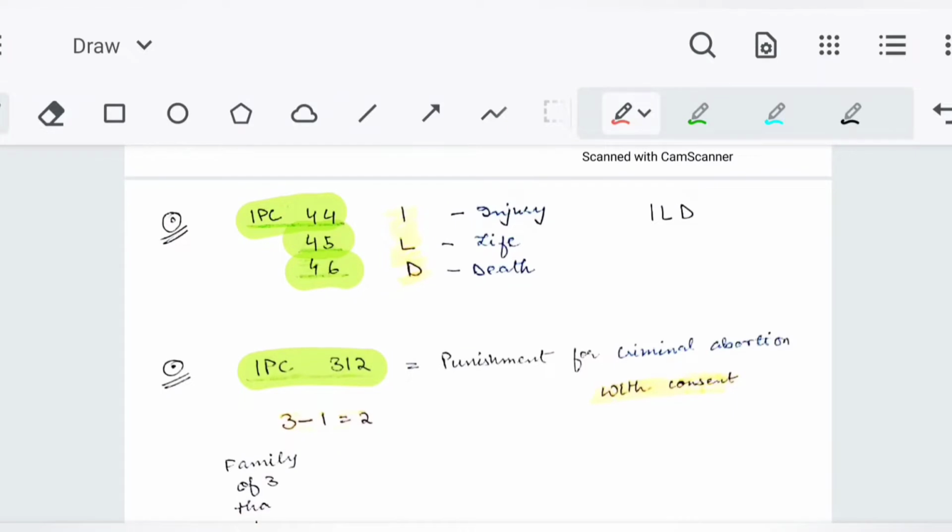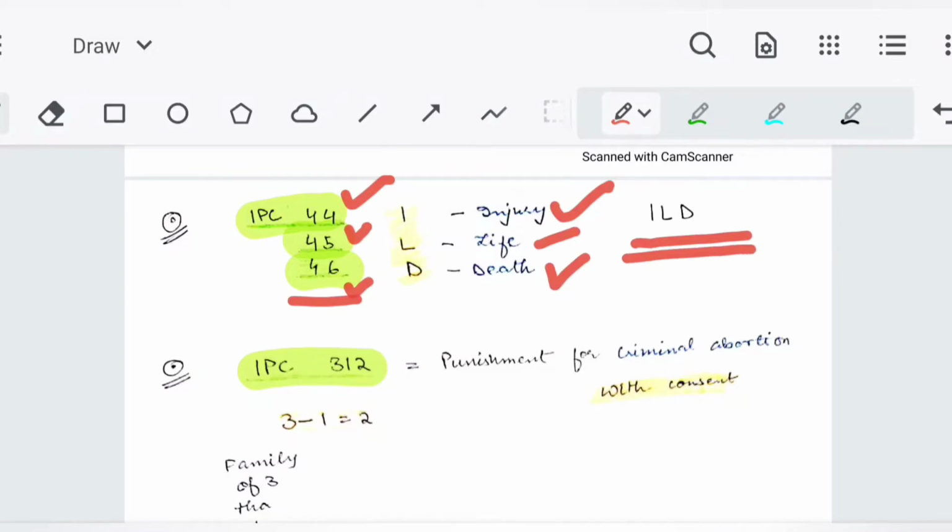First, coming to IPC 44, 45 and 46. IPC 44 deals with injury, IPC 45 deals with life, and IPC 46 deals with death. So ILD is the mnemonic. I is for injury, L is for life and D is for death. 44, 45, 46 is ILD.